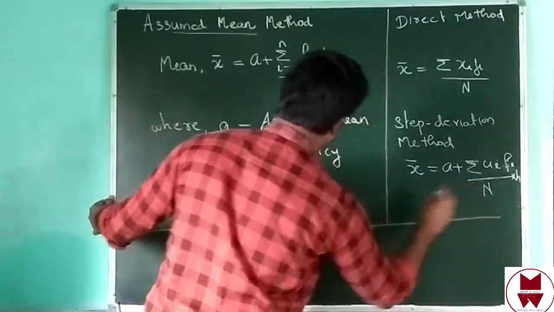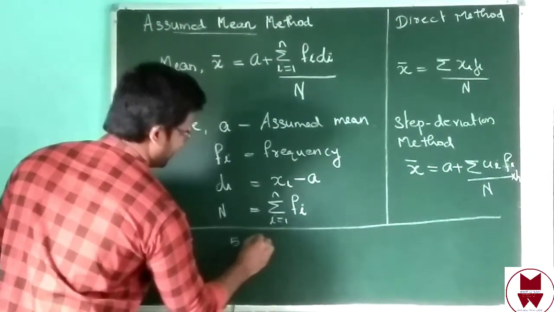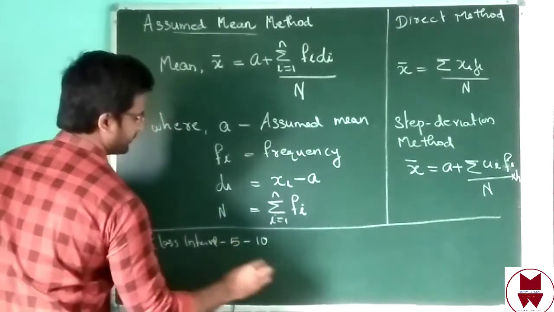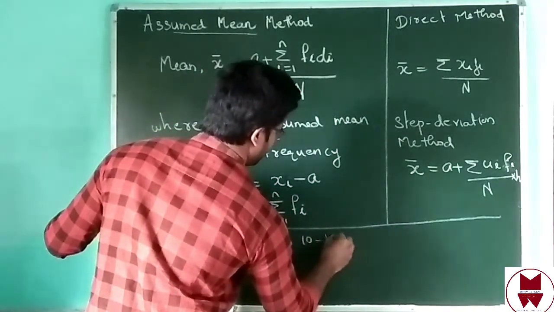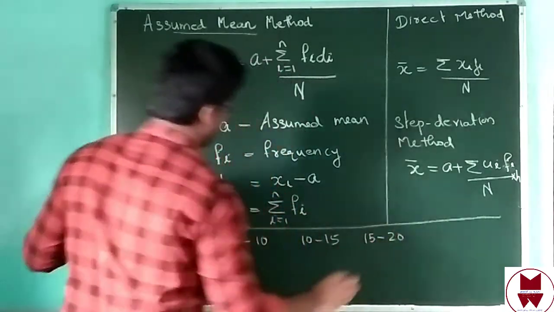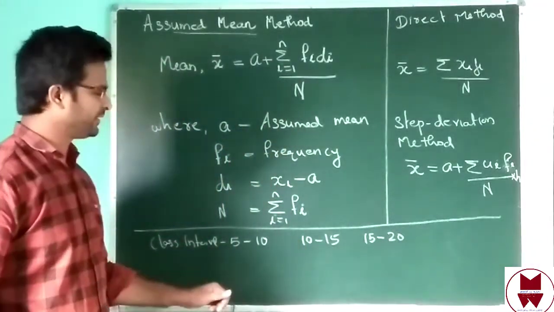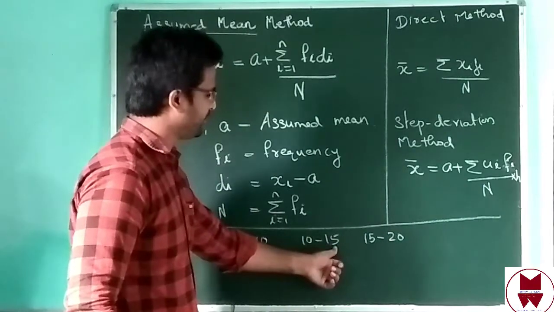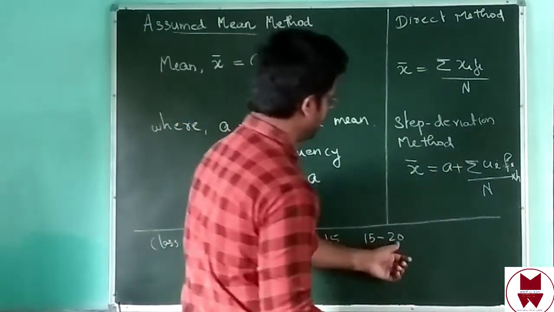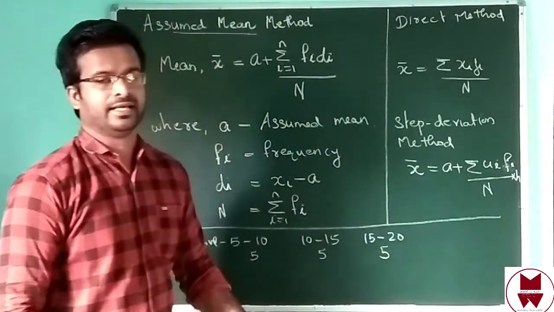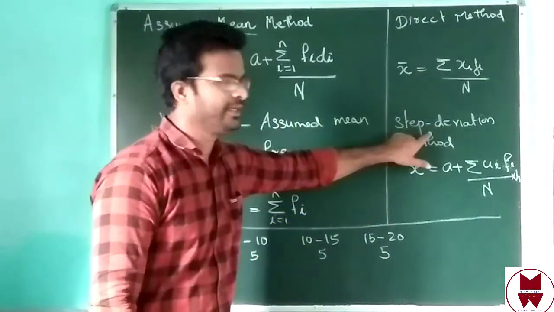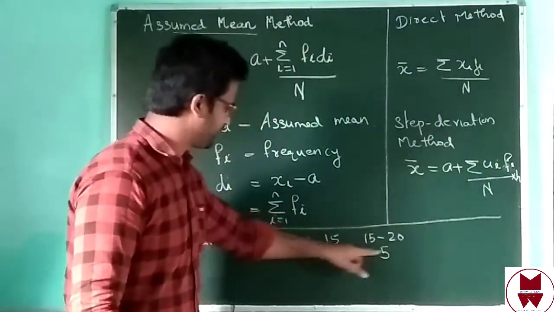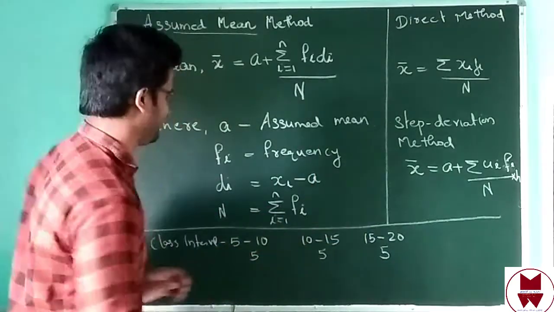Look, one class interval 5 to 10 in one question, then 10 to 15, then 15 to 20. This is like one class interval. What is the class width here? That is 10 minus 5, isn't it? Here 15 minus 10, 5. Here 20 minus 15, 5, isn't it? If class width is equal, we can use the step deviation method, because there we use h, which means class width.